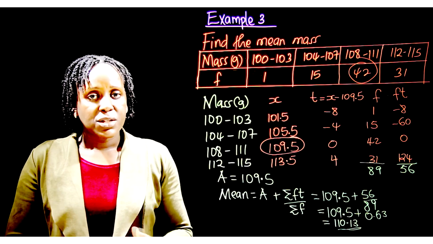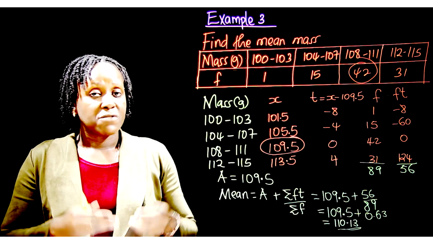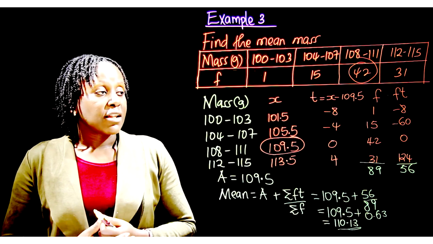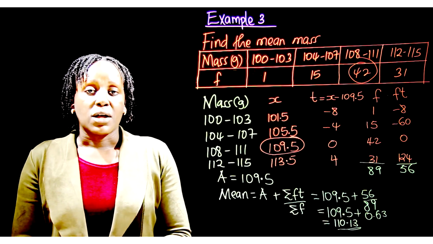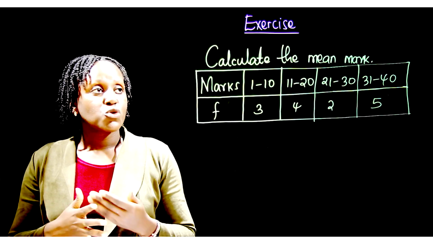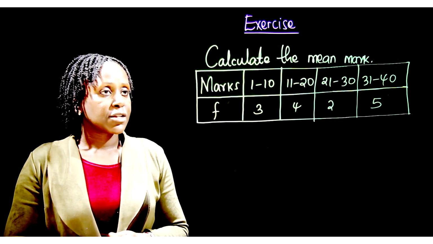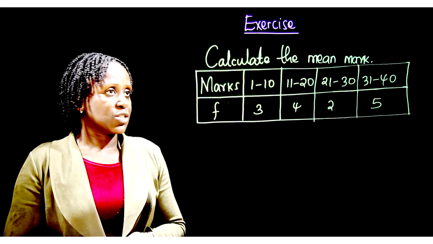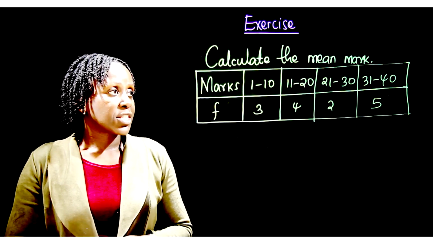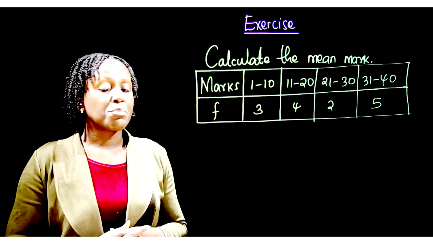Now we have looked at 3 different examples, starting from ungrouped data, grouped data where you do not have a range of values, and grouped data when you have a range of values. Now I'll give you one question so that you can practice with it. To practice the skill that we have learned, you will work out this question where you will calculate the mean mark for the data provided.